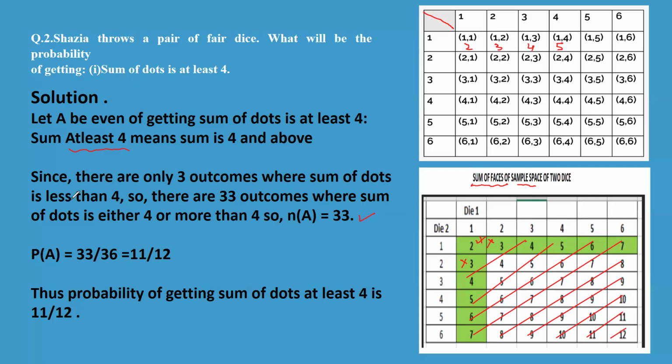That's why I have written there are only 3 outcomes where the sum of dots is less than 4, and 33 outcomes where the sum of dots is either 4 or more than 4. I have just explained this by drawing diagonal lines in the table. So the probability of the event will be 33 over all possible outcomes, that is 36. On simplification, 3 ones are 3, 3 twos are 6, so it returns the probability 11 over 12. So the question is done. This is how you need to work out the question. This is question number 2 and its first part is done.